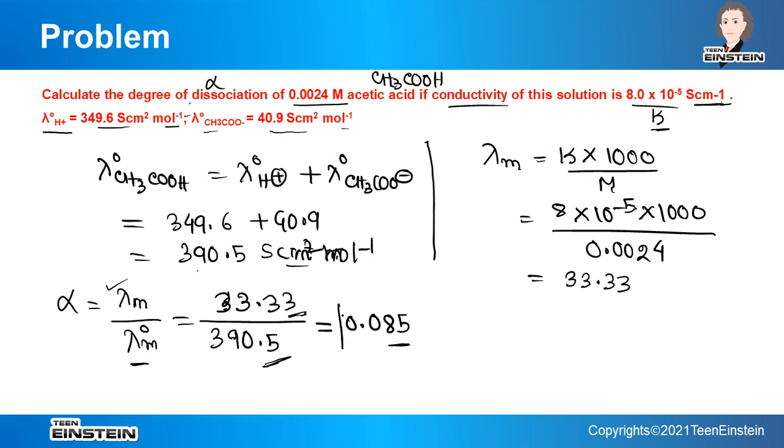So degree of dissociation is 0.085. This is the final answer. And if it is asking what is the percentage of degree of dissociation, then you have to multiply it with 100. So 8.5% is that degree of dissociation. You can understand how low it is. Out of 100 molecules, only 8.5 molecules of acetic acid will be dissociated when it is having this concentration. But when it is at infinite dilution, this has so high value.